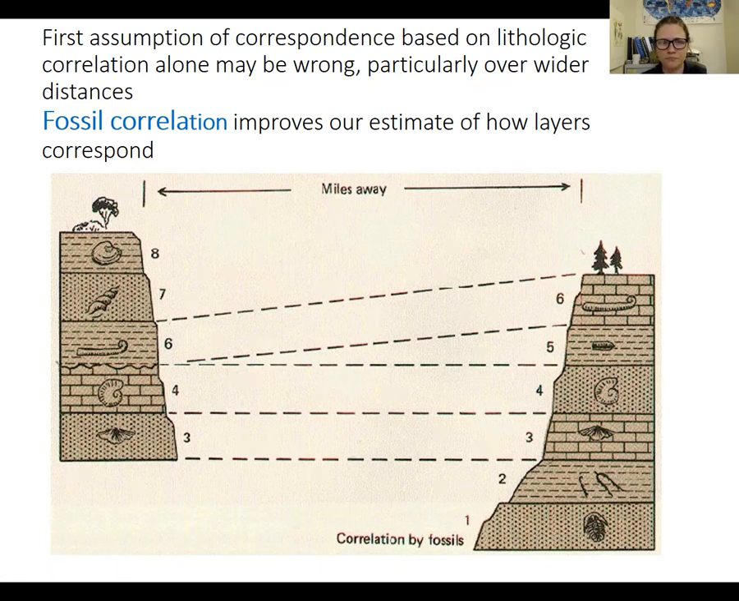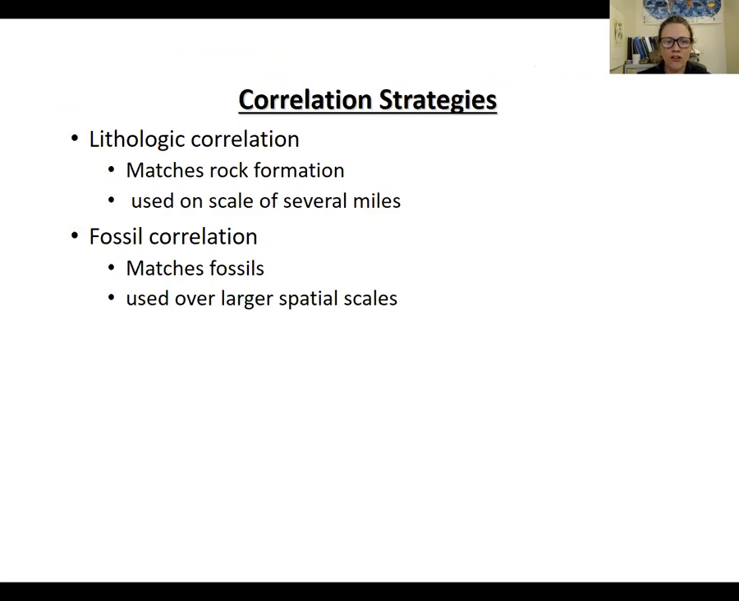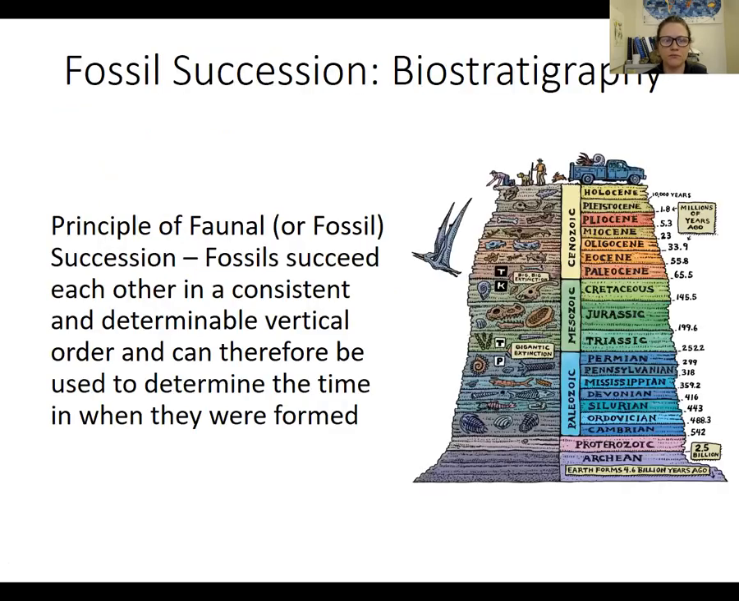correlation alone. So in general, lithologic correlation is using rocks, and it can be appropriate on the scale of up to about several miles. But if we want to do correlation beyond that, lithologic information can provide one layer of information, but we're really going to want to move to fossils, and we're going to want to do some fossil correlation to help us have more accurate correlation over larger spatial scales.